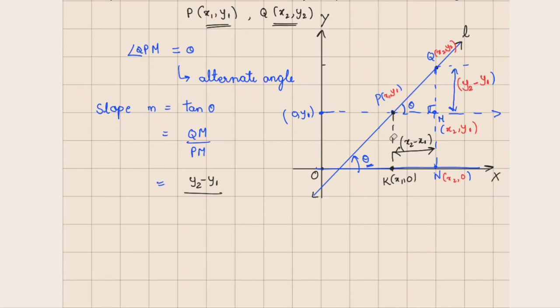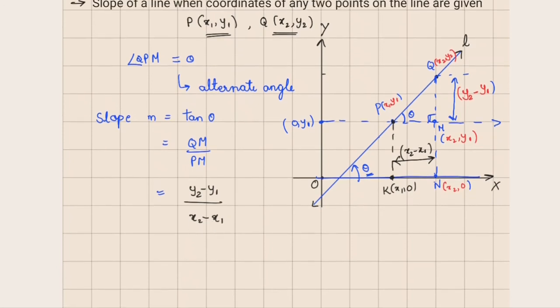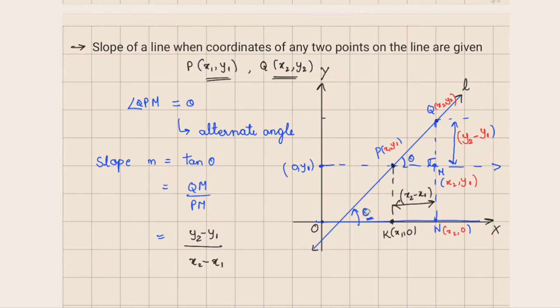Similarly, here the y coordinates are the same, so the y coordinates both cancel. So y2 minus y1 becomes 0. So the only remaining term is root over (x2 minus x1) whole squared, which is x2 minus x1. So the slope of a line with the two points (x1, y1) and (x2, y2) is (y2 minus y1) by (x2 minus x1). So this is the case when theta is acute.